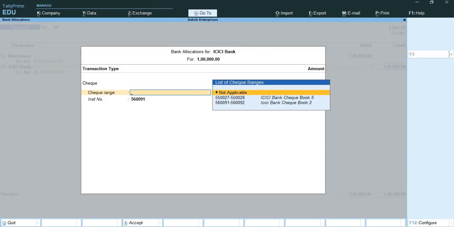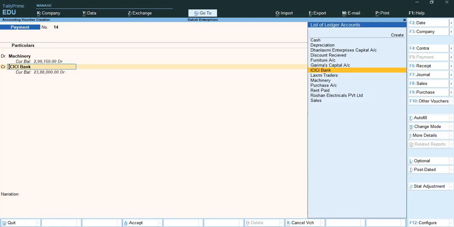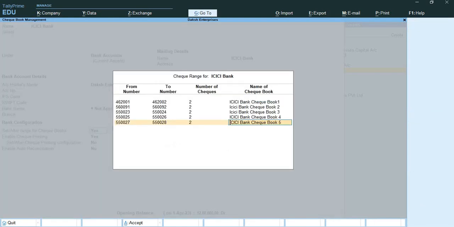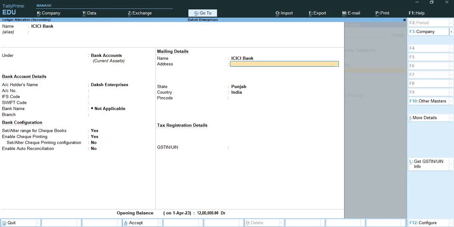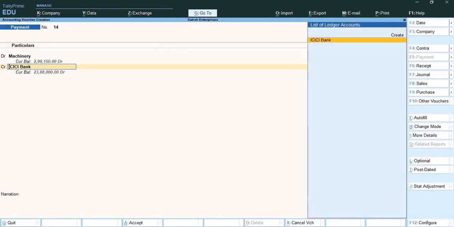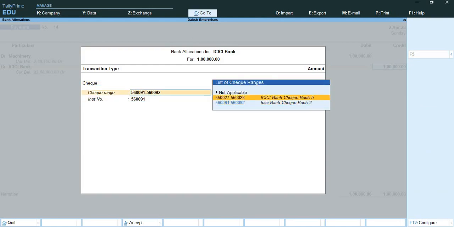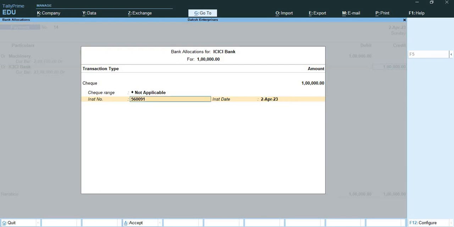I will press Alt plus C. I'll press Ctrl plus Enter and will create this check range. I'll do this not applicable, and here I will add an instrument number 550024.